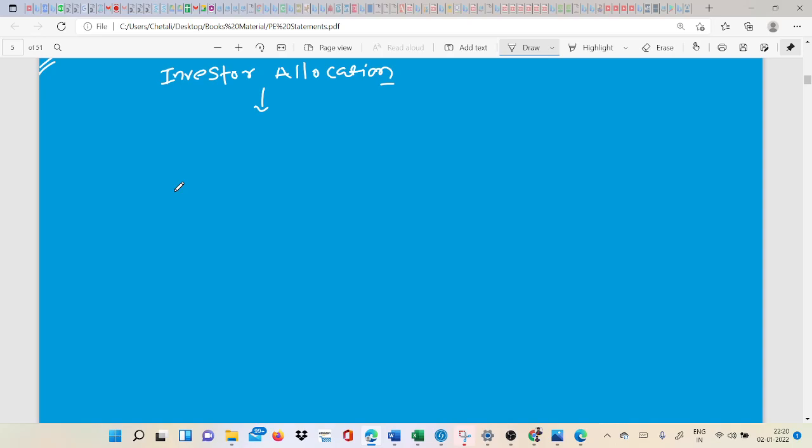So, investor allocation, and the other word was drawn down. What is the meaning of drawn? Are you aware of this word, drawn down? Down means we are reducing it. That's it. Drawn means withdraw. Can we say that?